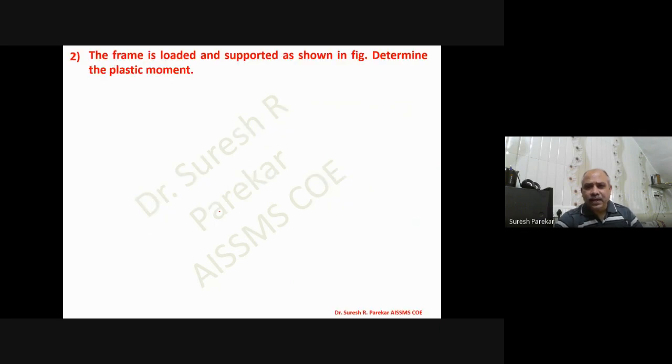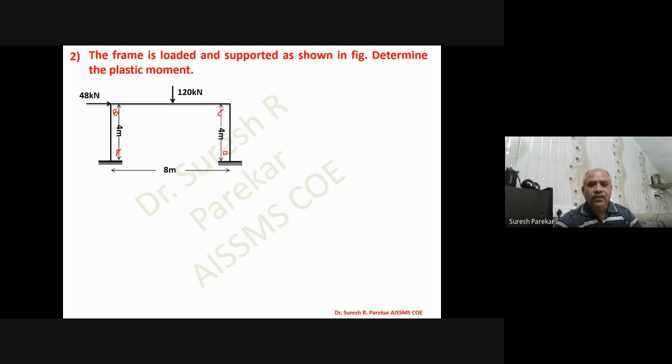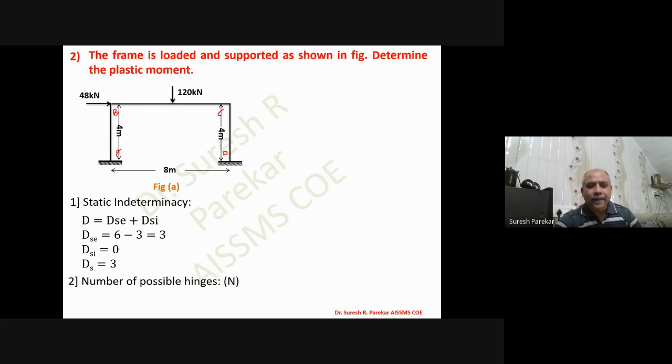Then we come to the second problem, where the frame is loaded and supported as shown in the figure. Determine the plastic moment. Here this will be A, B, C, and D. Now the dimensions are 4 meter, 4 meter, and 8 meter. Now we will start with static indeterminacy. We have again DS as 3. Here the number of possible hinges is 5.